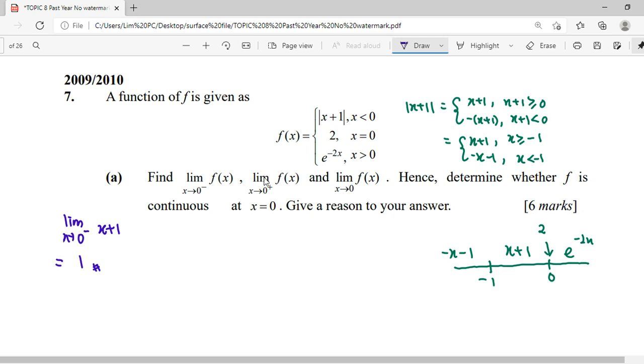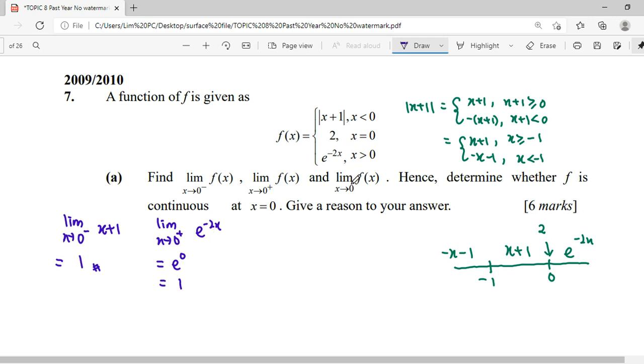And then we continue for this part. When we have the limit as x approaches 0 from the right hand side, the positive power and negative power tell us the direction, whether you approach from the left hand side or the right hand side. So 0 comes from the right hand side. When you come near from the right hand side, the function involved here is e to the negative 2x. We select the correct function, then evaluate our limit. We substitute 0 inside, and we get e to the 0, which also equals 1.